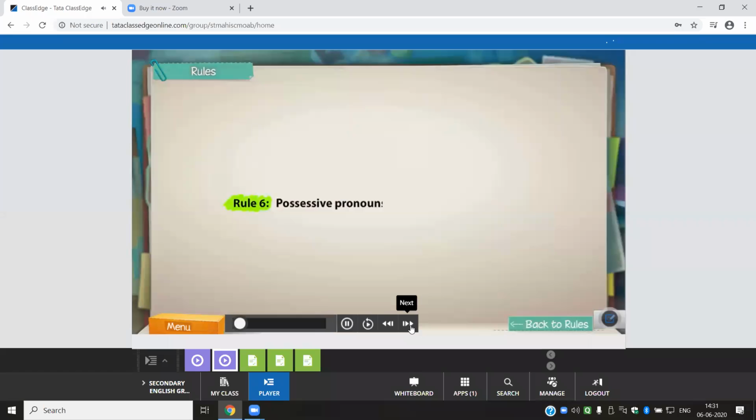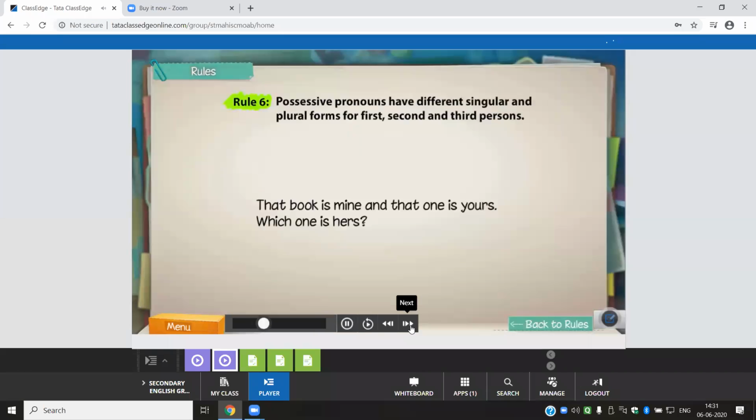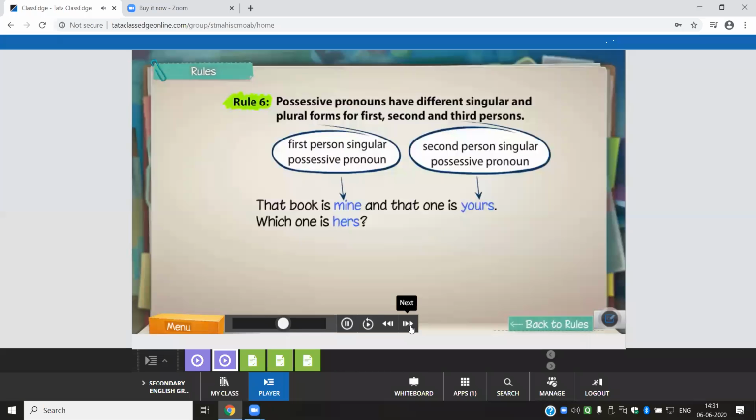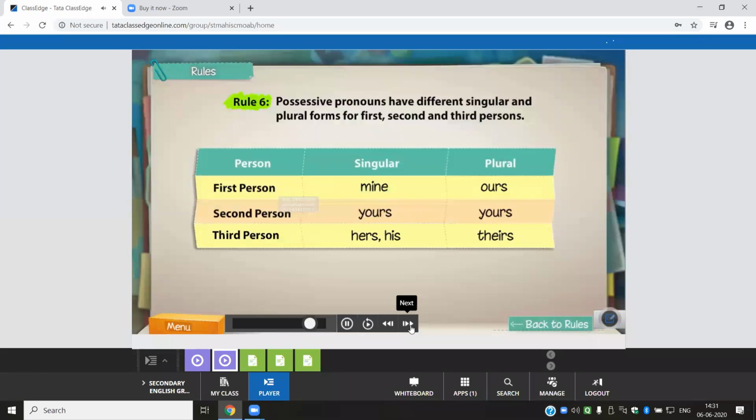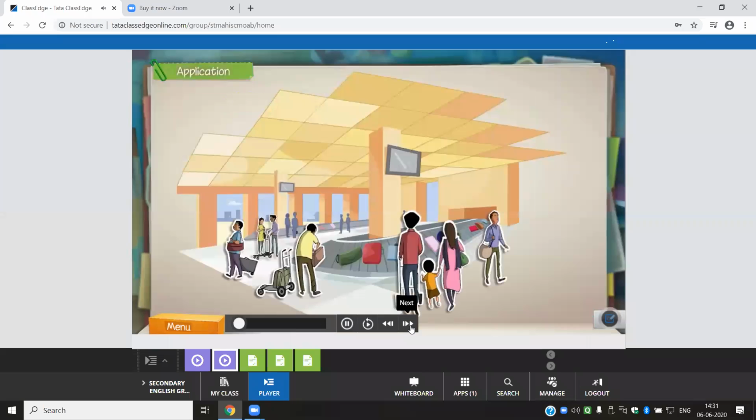Possessive pronouns have different singular and plural forms for first, second, and third persons. Look at this sentence and see how different types of possessive pronouns have been used. Here are the various forms of possessive pronouns. Note that there is no possessive pronoun for the personal pronoun it. Now that you have learnt about the different kinds of pronouns, let's see how they are used in everyday conversations.